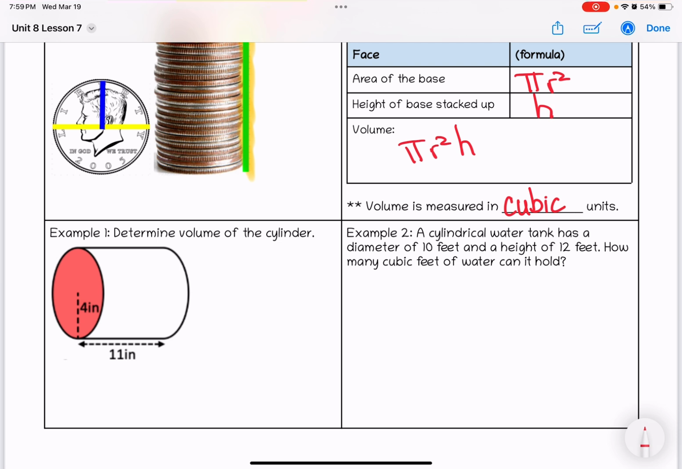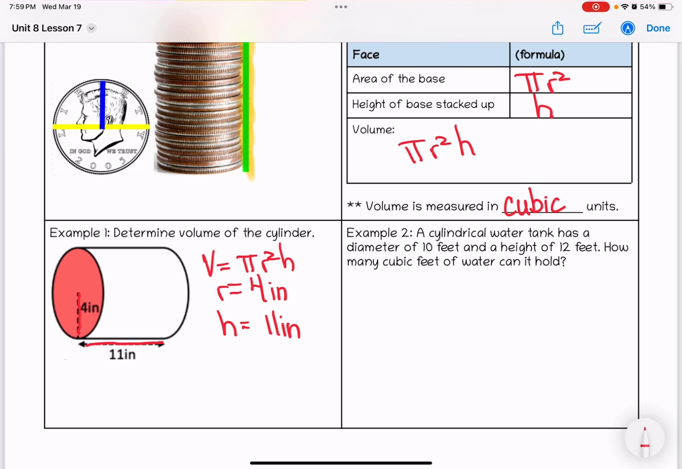So this says determine the volume of the cylinder. I'm going to put down that the volume of a cylinder is pi r squared times the height, where my radius, which is right here, is 4 inches, and then my height is 11 inches.